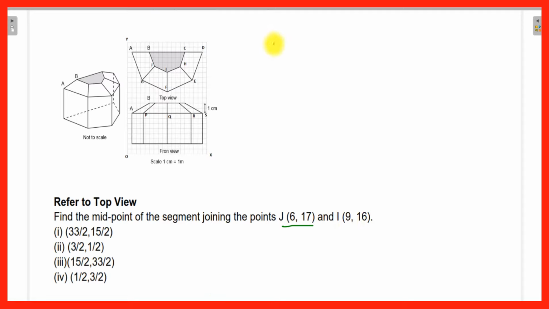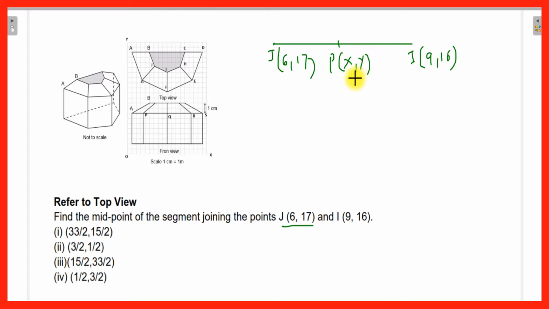So this can be solved as follows. Suppose this is the point J and this is the other point I. The coordinates of J are (6, 17) and those of I are (9, 16). You have to find the coordinates of the midpoint. Let that midpoint be P, with coordinates (x, y). Now you can solve this with the formula. You have to find the midpoint, so you will use the midpoint formula.